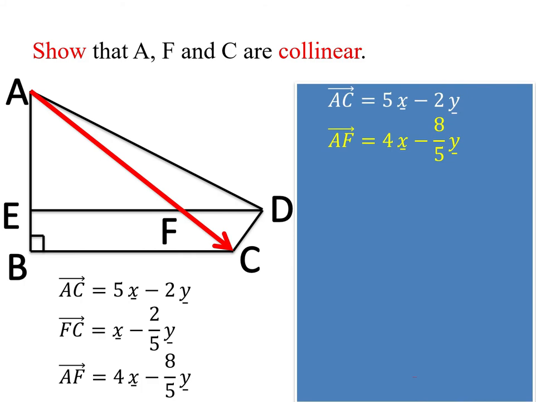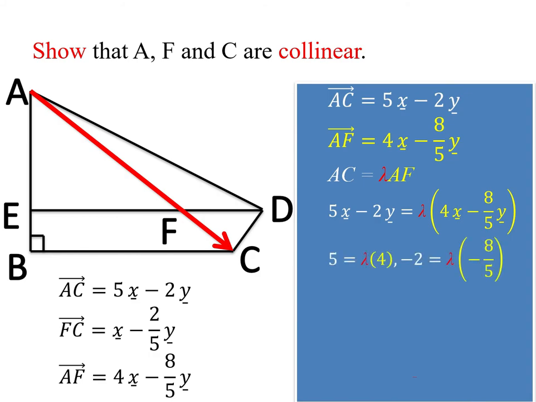We choose AC and AF. And then we add lambda between these two vectors. Let's say I add lambda in front of AF. Can be in front of AC also. And then we substitute the vectors inside. So 5x minus 2y equals lambda bracket 4x minus 8 over 5y. So after that, we compare x to x and y to y. So for x, it will be 5 equals lambda times 4. For y, it will be negative 2 equals lambda times negative 8 over 5. So can you see that both will give you the same value of lambda, 5 over 4 and 5 over 4?